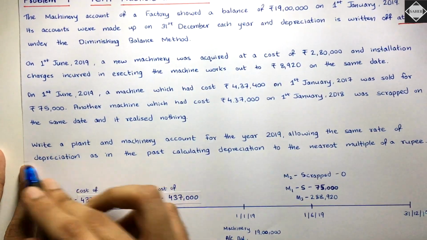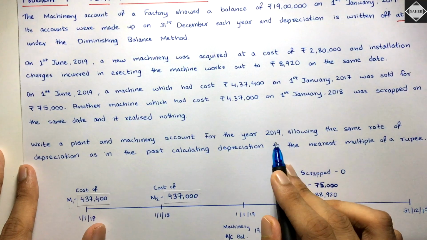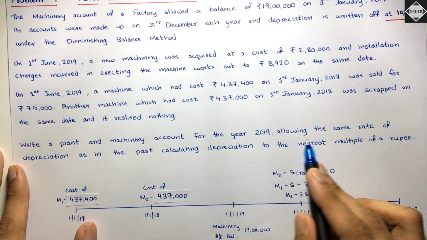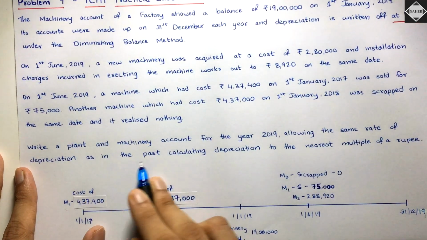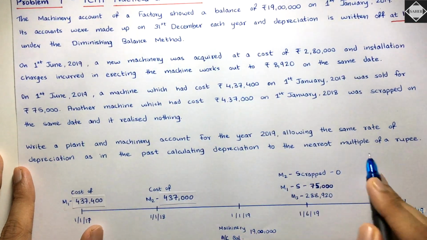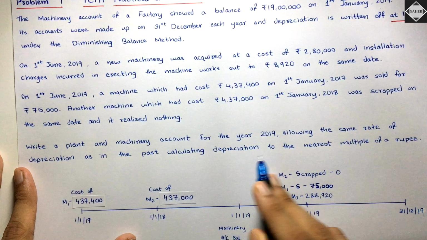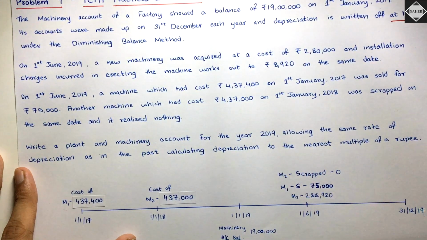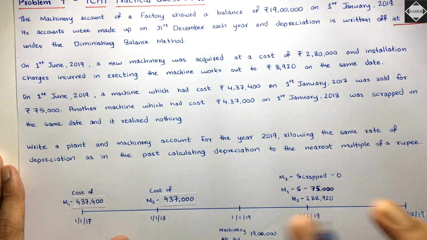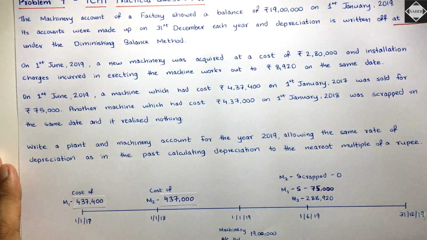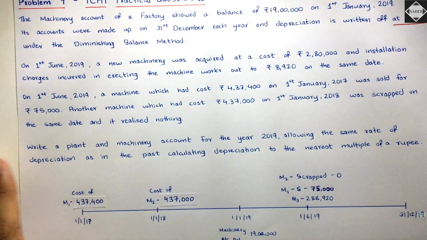Draw up a plant and machinery account for the year 2019, allowing the same rate of depreciation. That means 10% only, as in the past, calculating depreciation to the nearest multiple of a rupee. Now this sentence gives you the idea that somewhere you might have to round off. If it is 0.6 or 0.7, you will make it the next whole amount. We'll just round it off. Fine, we'll see that, don't worry.